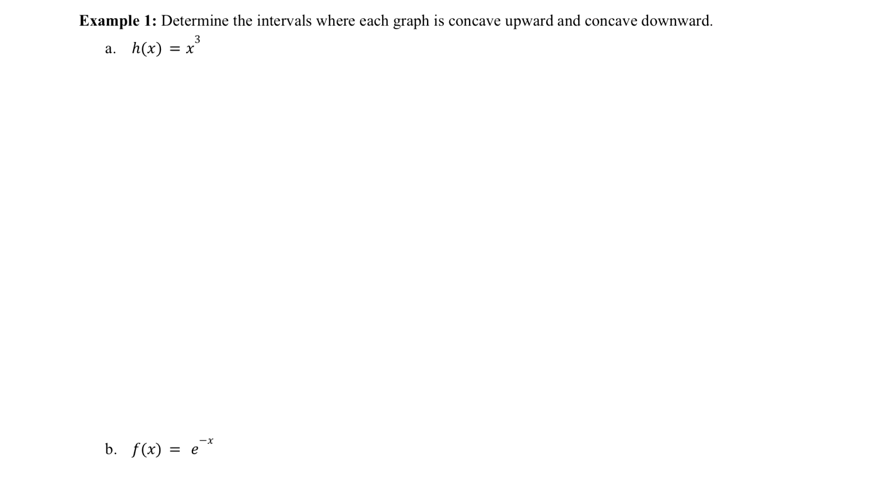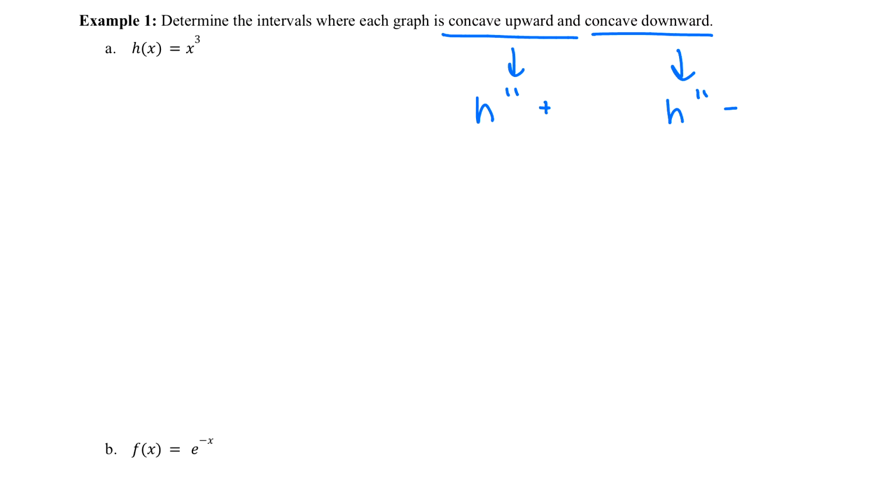We're going to use what we know about the sign of the second derivative to help us determine where the graph of each function is concave upward and where it's concave downward. Remember, if the graph is concave upward, that means that the second derivative will be positive. And if the graph is concave downward, that means that the second derivative will be negative.